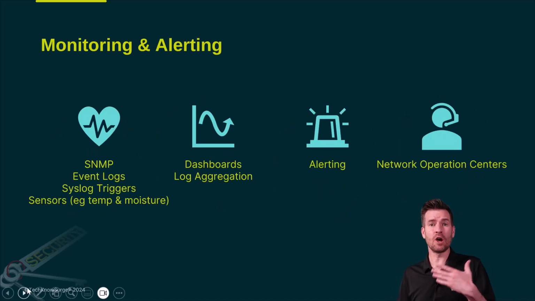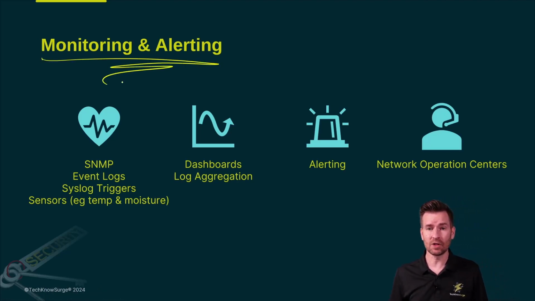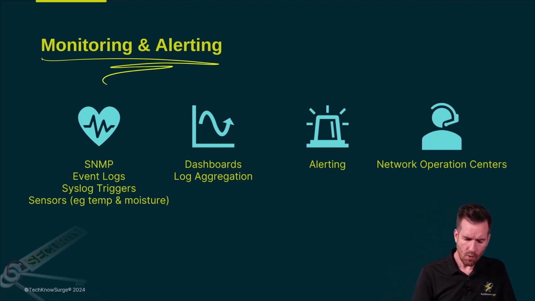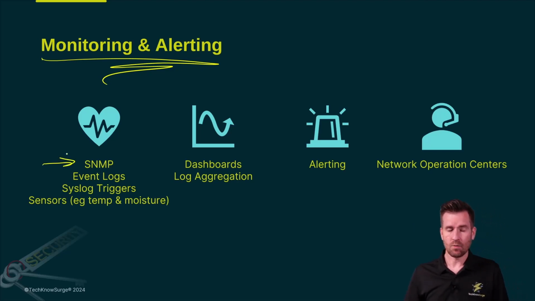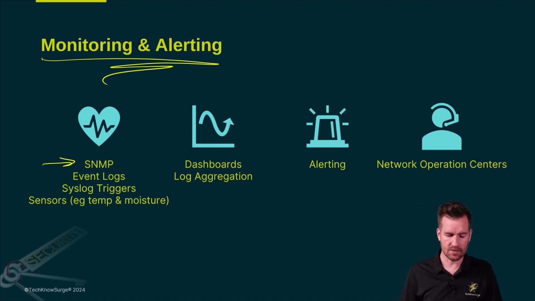And it's important to know when things go askew. And so we have things like monitoring and alerting that can help out with that. We do have protocols such as Simple Network Management Protocol, which is a protocol that can help us manage and gain insight into what our network is doing.